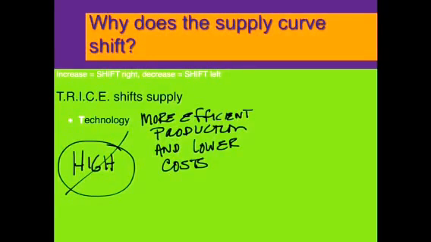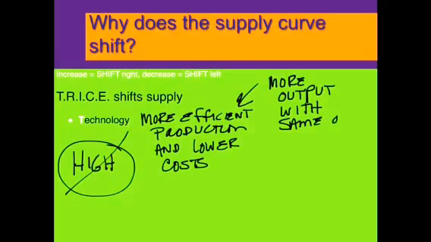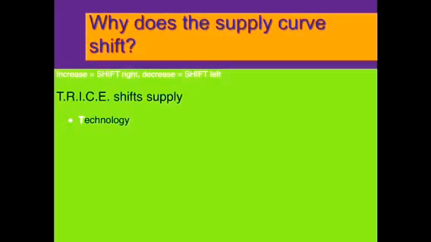Any technology that allows a supplier or producer to have more efficient production, so production basically means, can I do more output with the same or less input? That's effectively a great way to think about being more efficient in production, and hence maybe this will in fact lower cost.